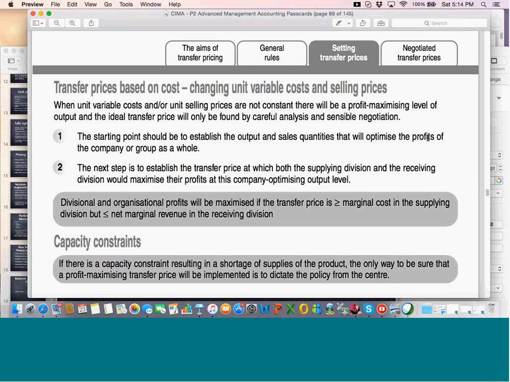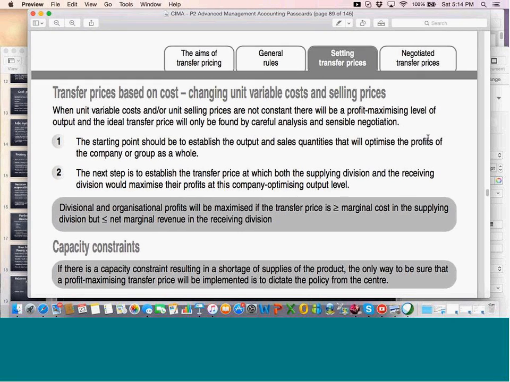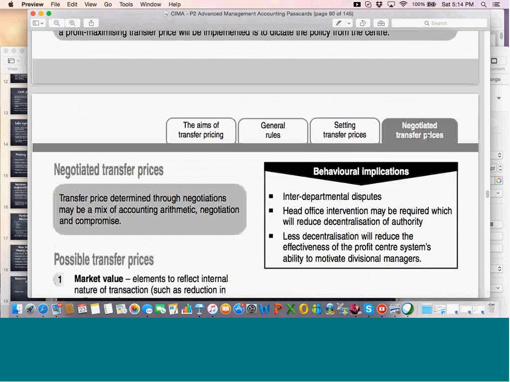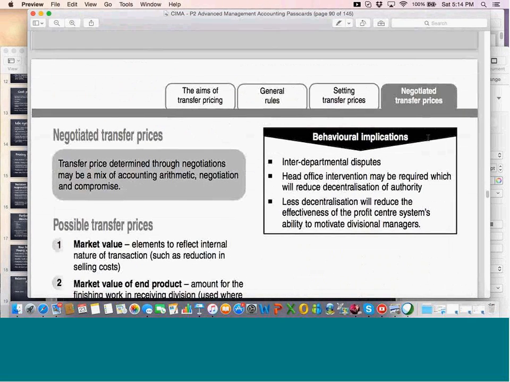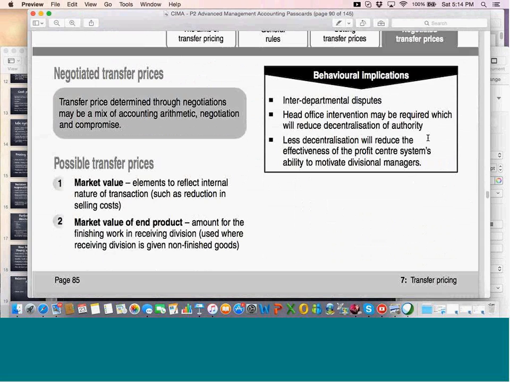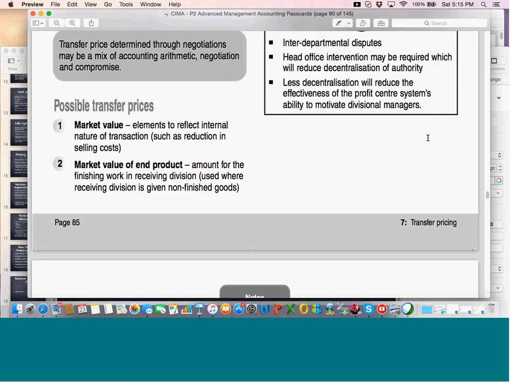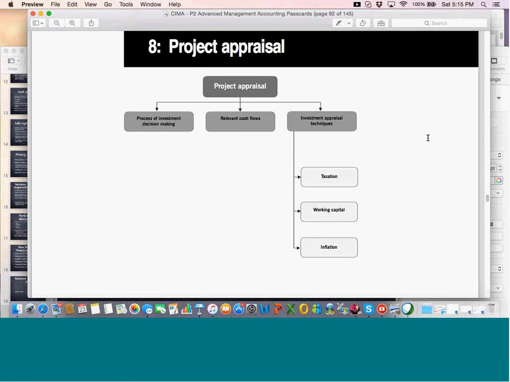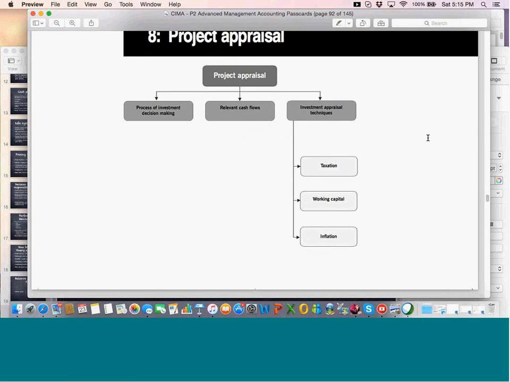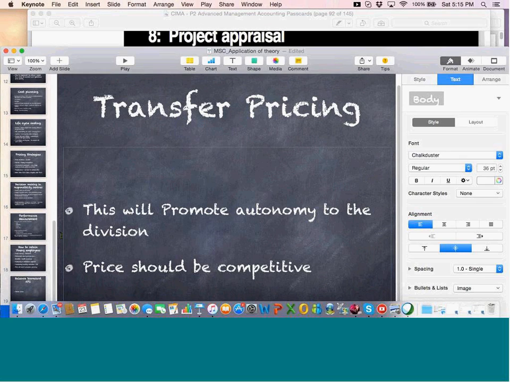Okay. We have capacity constraints that we need to look at, and negotiating transfer prices. I will just leave this for you to read through and get an understanding of how transfer pricing will affect this. Okay, this is one. We will have plenty of projects for sure. There are many opportunities for us to have projects.